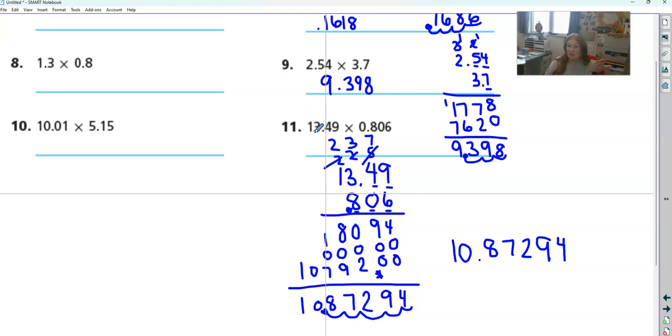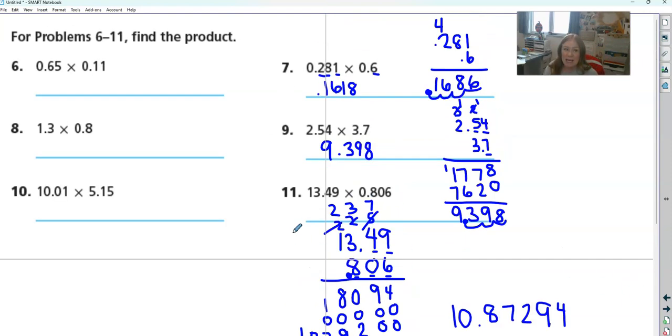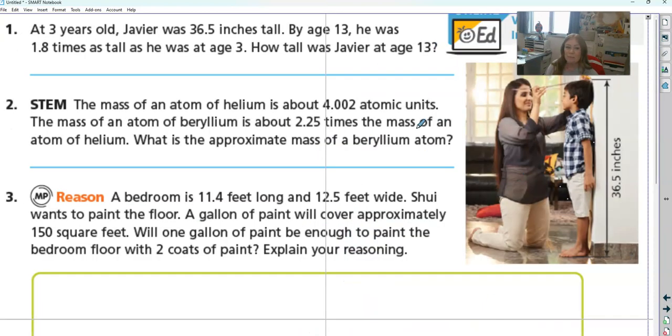10.872994. We were thinking it should be 13, a little less than 13 because that's smaller. And there we go. So set it up. Make sure you're lining numbers up so it's neat. Regroup things and then count your decimal places at the end. So if you want to try 6, 8, and 10, you are welcome to do that, or I'm going to try a couple of the story problems next.